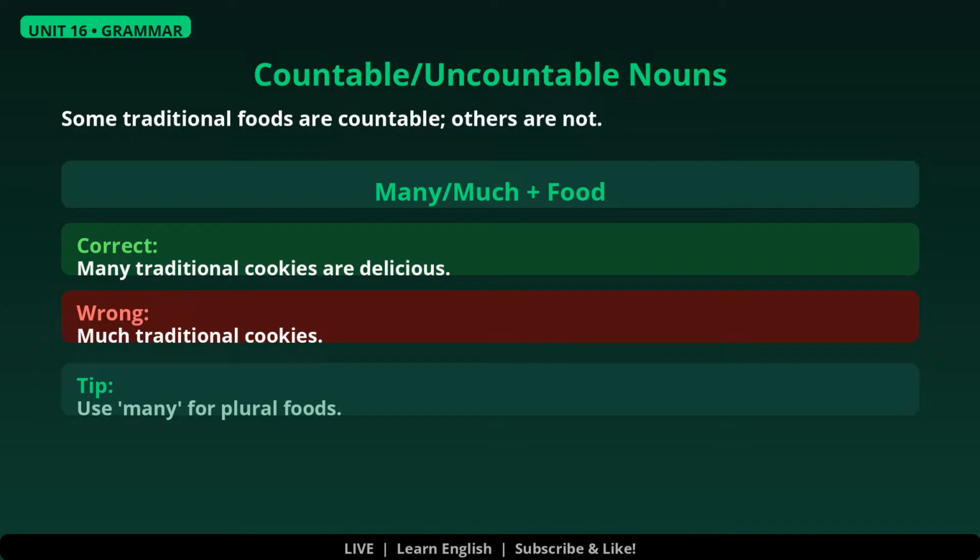Let's look at a grammar rule. Countable/uncountable nouns. Some traditional foods are countable, others are not. For example, many traditional cookies are delicious. A helpful tip, use many for plural foods.